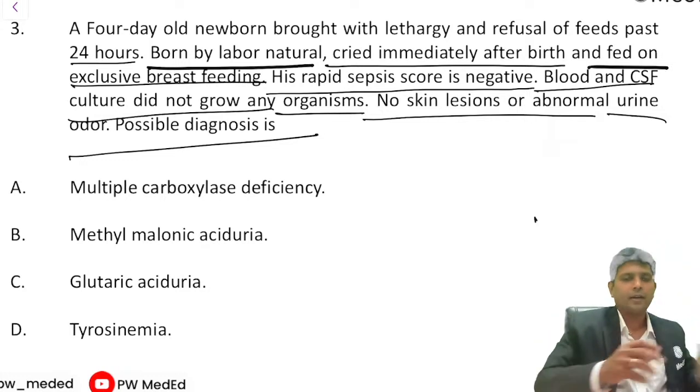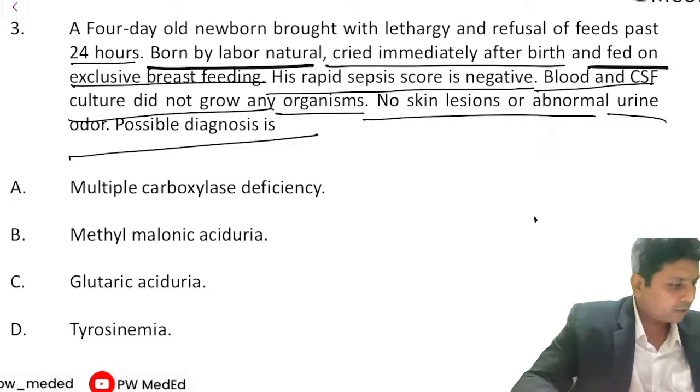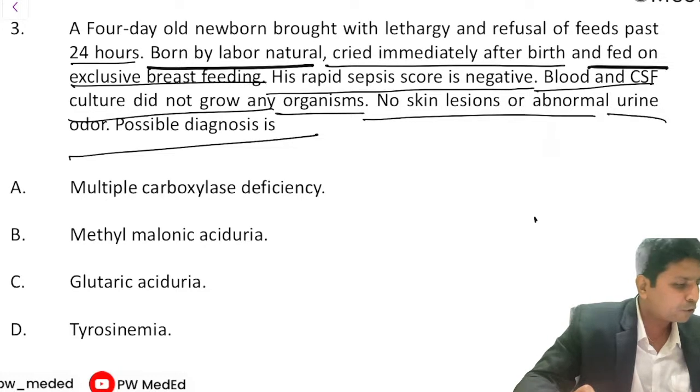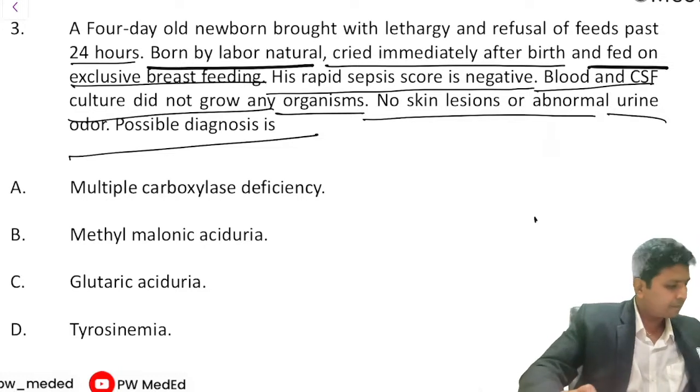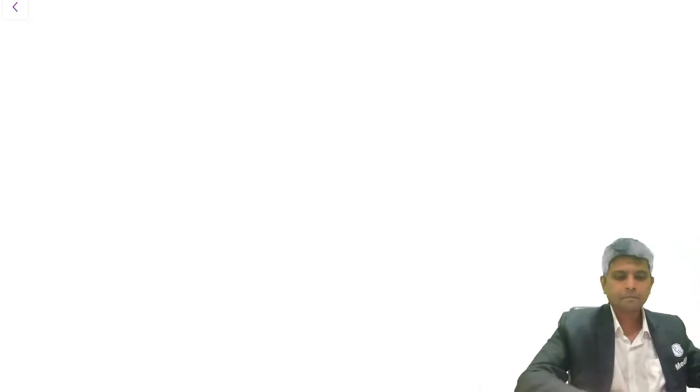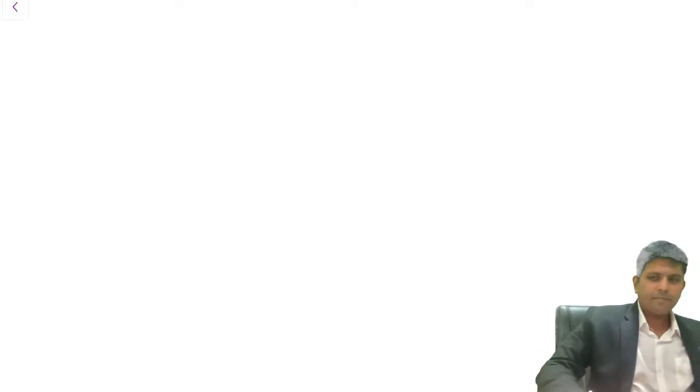And shall we go for an approach? My boys, are you ready? A simple 5-minute explanation on the approach to inborn errors of metabolism. Shall we go, my dear boys and girls? Yes. Let me proceed. It's very easy, man. It's very easy.